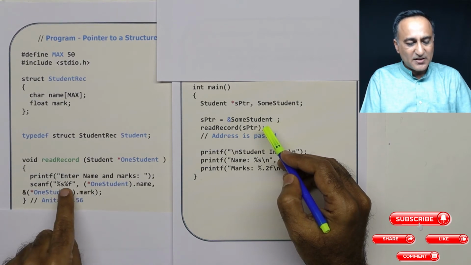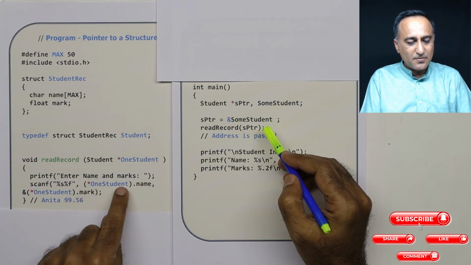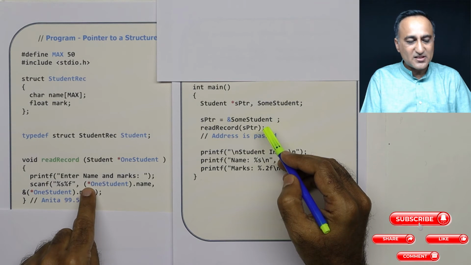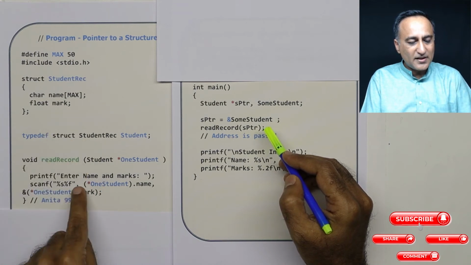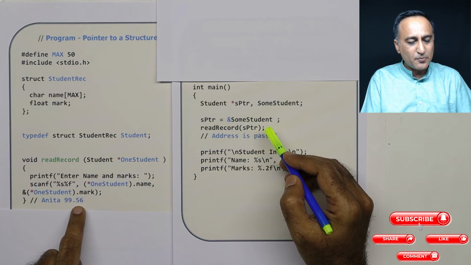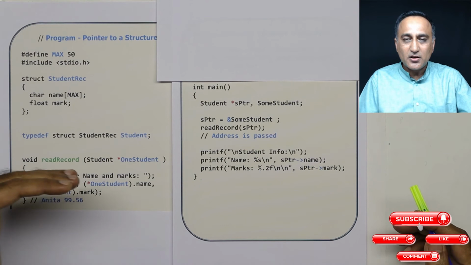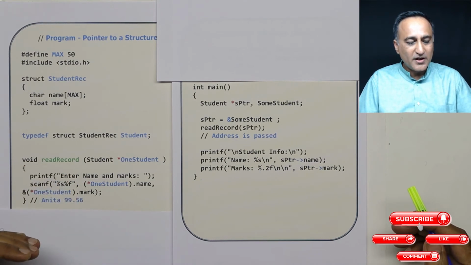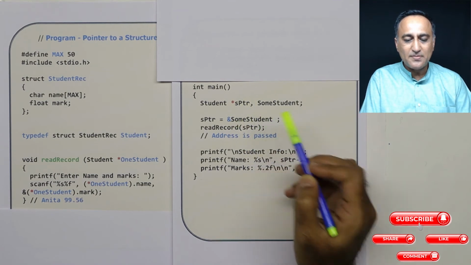So scanf percentage f. It is (star one student) dot name. This star is in brackets because dot has higher precedence than star. Similarly, (star one student) dot marks and the address, because for an array you don't need the address, but marks being a floating point, you need the address symbol here. Let us say we entered Anita and 99.56 as the marks of this particular student. This is very similar to the previous program I showed you. The only difference here is I am using a pointer to a structure to store the address of some structure.